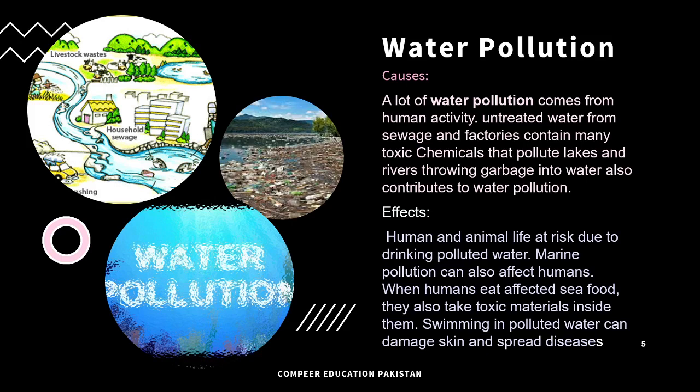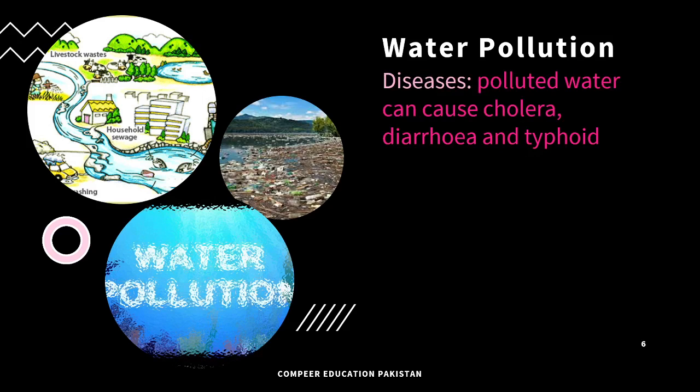Human and animal life at risk due to drinking polluted water. Marine pollution can also affect humans. When humans eat affected seafood, they also take toxic materials inside them. Swimming in polluted water can damage skin and spread diseases. Diseases of water pollution. Polluted water can cause cholera, diarrhea, and typhoid. I repeat, cholera, diarrhea, and typhoid.